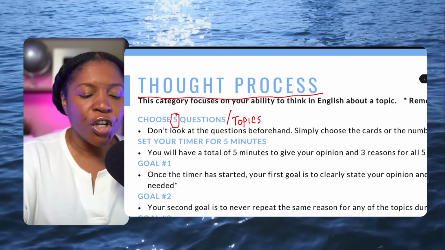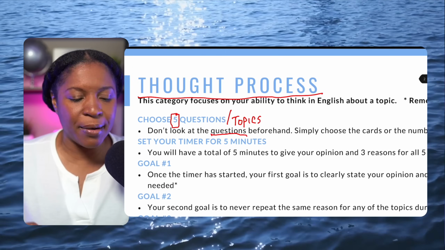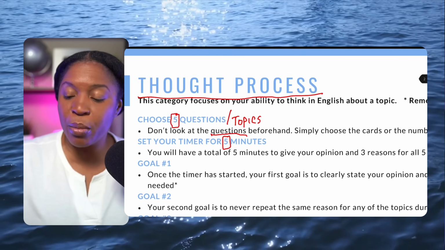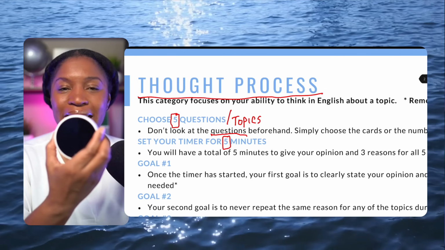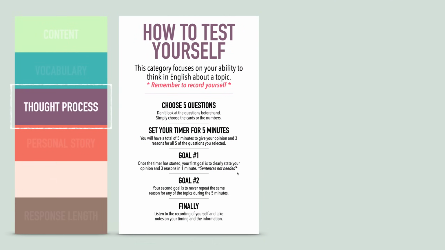And again, you're going to choose the questions or the topics and don't look at them beforehand. Then you're going to set a 5-minute timer. Remember, we have our timer right here. A 5-minute timer. Now, your goal, let's go back here. Your goal. You have 5 minutes to give your opinion and 3 reasons for all 5 of the questions you selected. This is where it gets a little bit tricky.